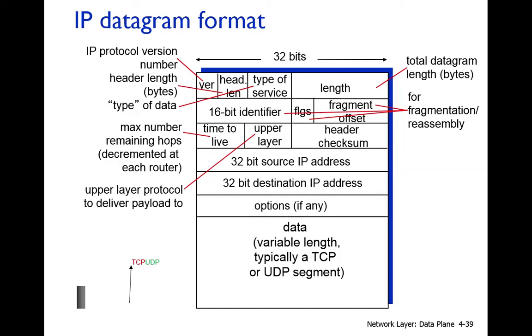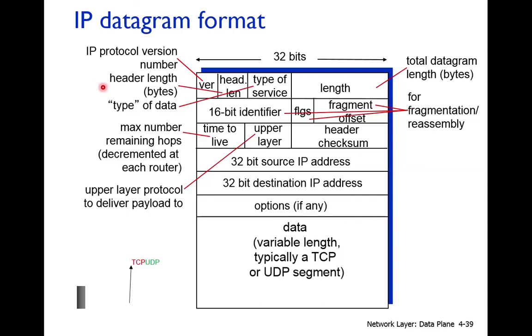We are going to discuss these fields: identifier, flag, and fragment offset, through an example. Basically, why is the identifier used? As we have discussed the sequence number in the TCP protocol, when a sender transmits packets, it attaches a sequence number 1, 2, 3, 4, 5, 6. Here the identifier is used.